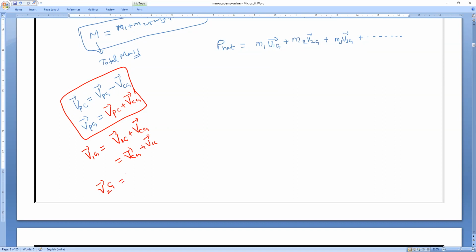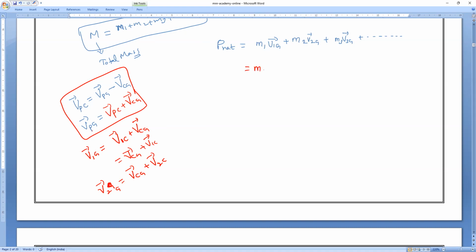Now, in the same way, the second particle. If I take the second particle with respect to ground, it is the velocity of the center of mass with respect to ground plus the velocity of the second particle with respect to center of mass. Clear, everyone? So everywhere you can take it like this.